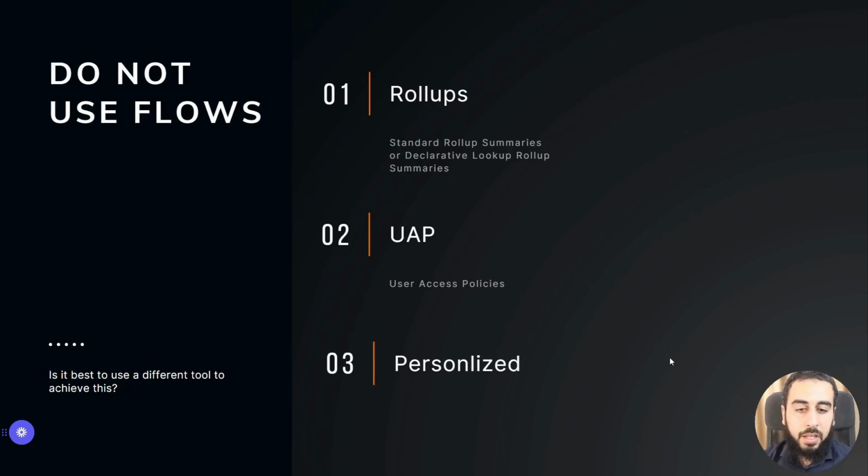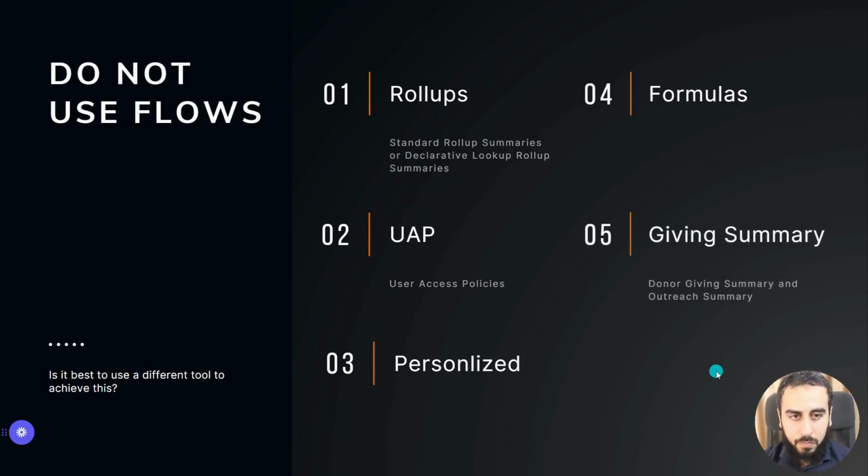Let's say you want to make a form very personalized. Then you are better off with a Lightning web component instead of a flow, instead of a screen flow. And if you're trying to perform some calculations at the record level, like this times this, or this minus this, or average at the record level, and you could achieve it with flows, with formulas, then you're probably better off using a formula.